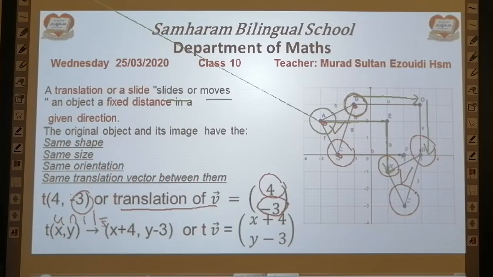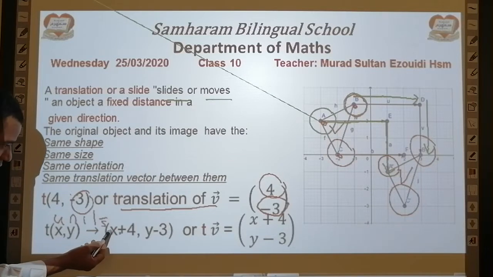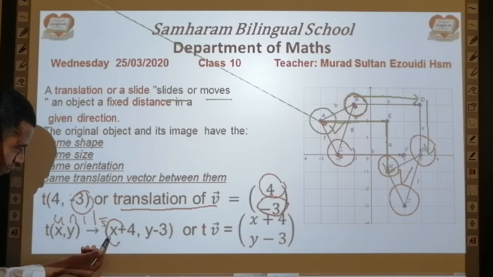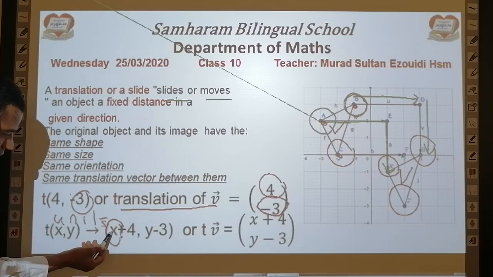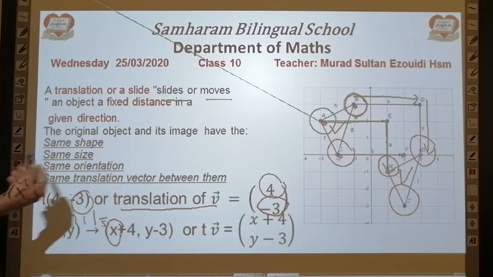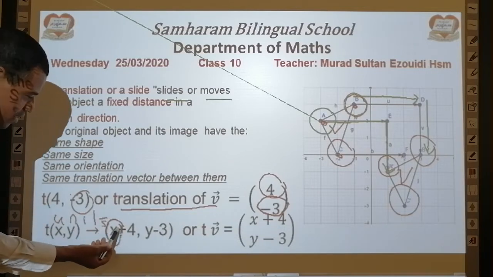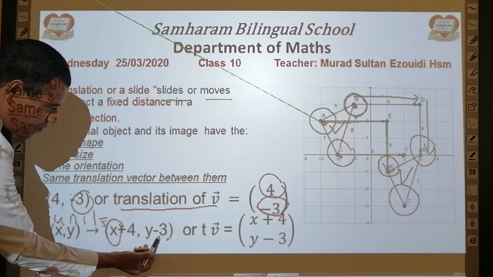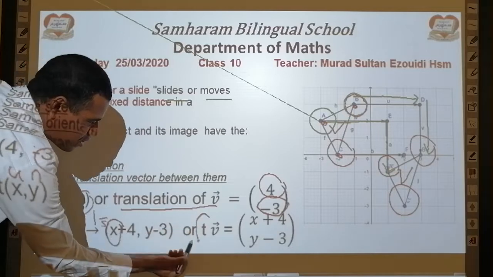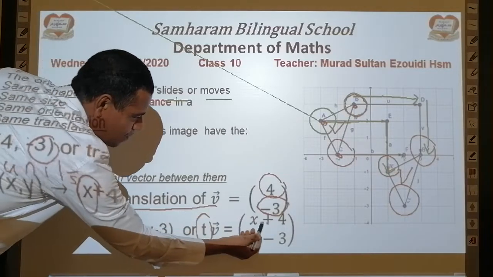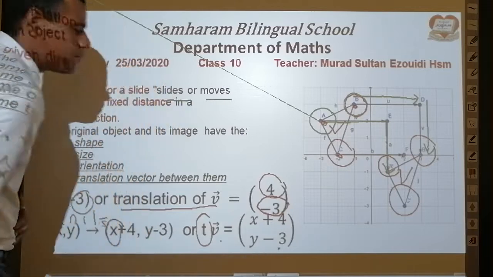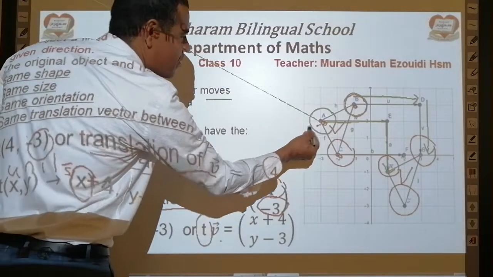Now if you'd like to express the translation of each point, it maps to X. X is the new x coordinate of the image. So the translation of the vector v is x plus 4, y minus 3. For example, what are the coordinates of A?